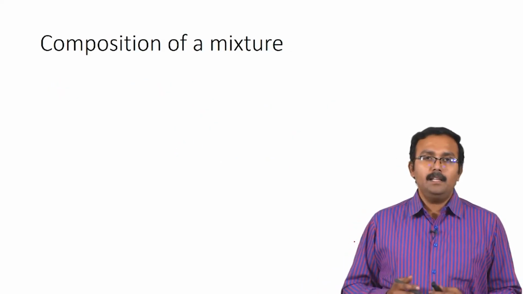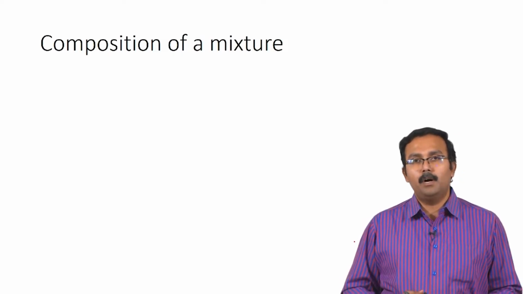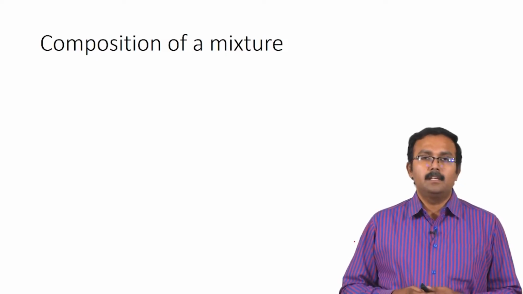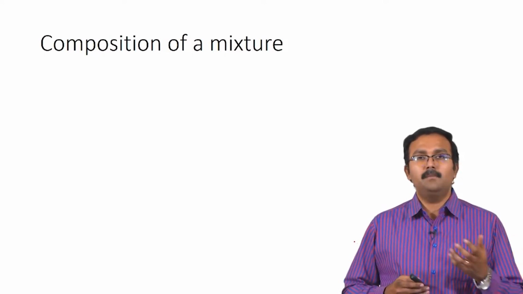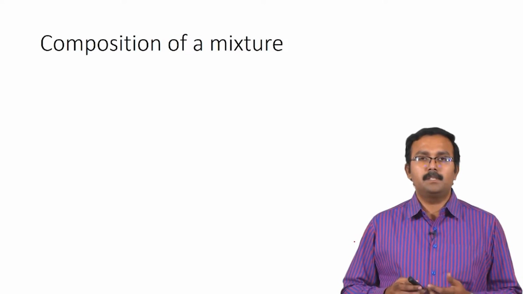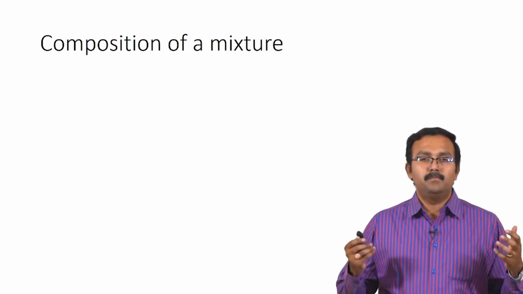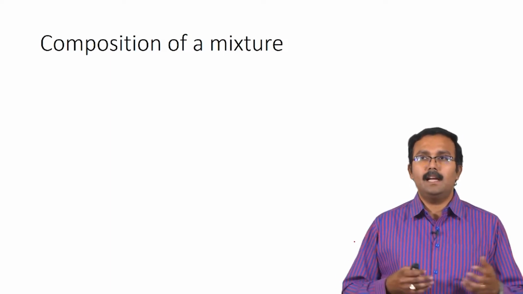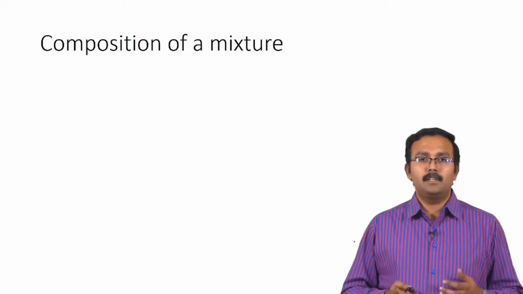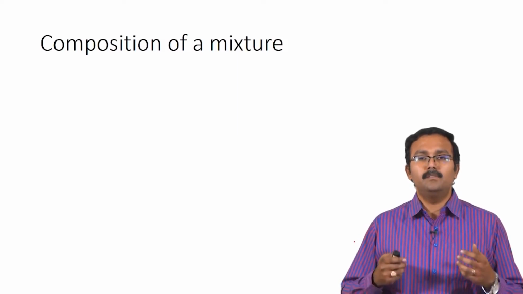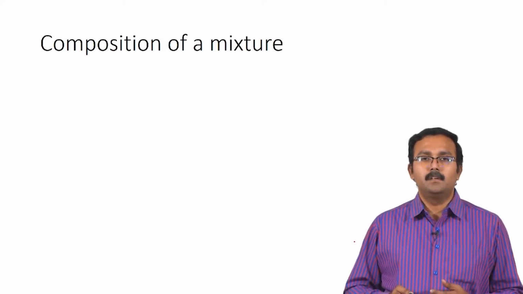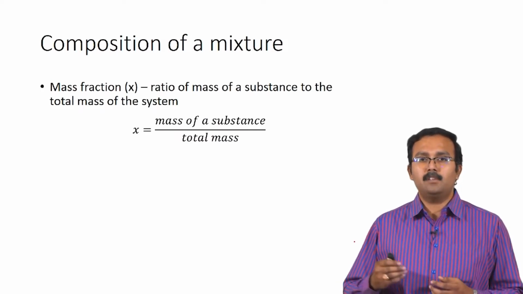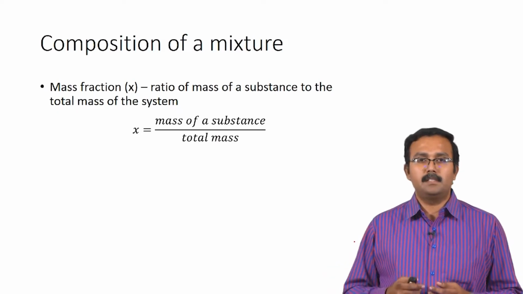Another parameter which we need to know about when we talk about any process is the composition of a mixture. So, we initially looked at mass, volume and moles, or the amount of substance, which are all measures of magnitude. We also need to know the composition of the streams which are entering and leaving the system. For this we use two most common terms. The first one is mass fraction. It is the ratio of a mass of a substance to the total mass of the system.